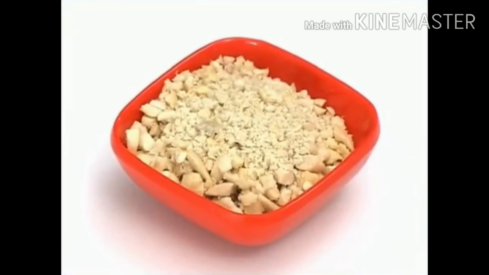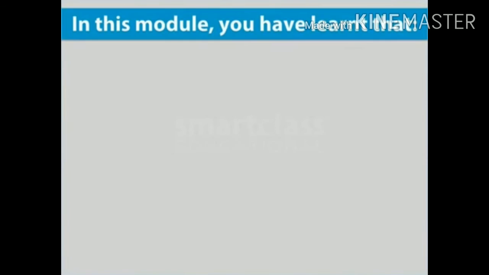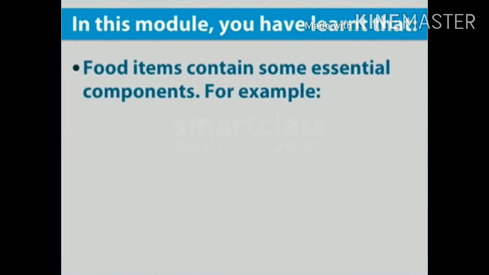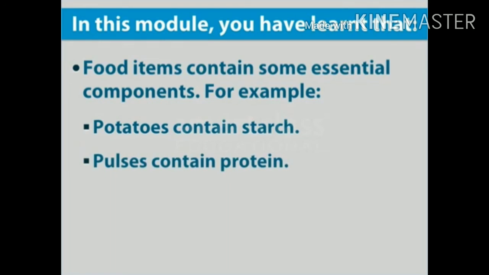Are these patches oily? Light the candle and hold the paper near the lighted candle. What do you observe? A very faint light passes through the oily patch. The oily patch of the paper confirms the fat in the food item. Therefore, we conclude that cashew nut contains fats. In this module, you have learned that food items contain some essential components. For example, potatoes contain starch, pulses contain protein, and cashew nut contains fat.